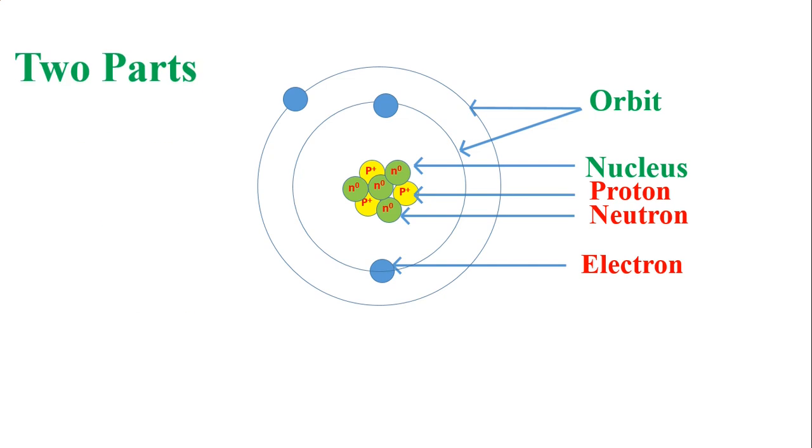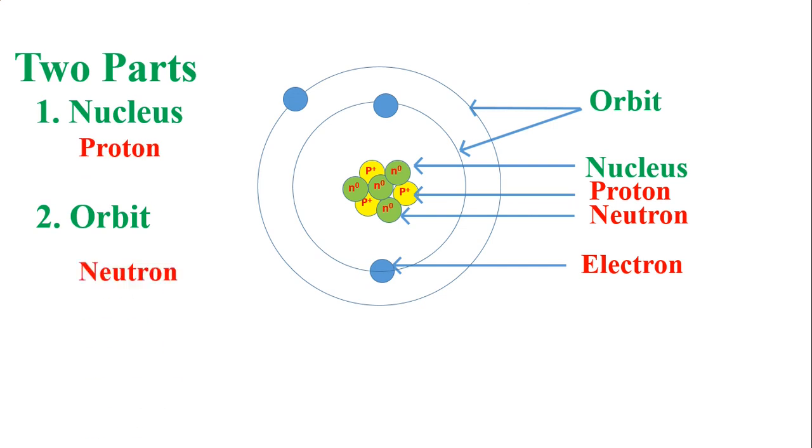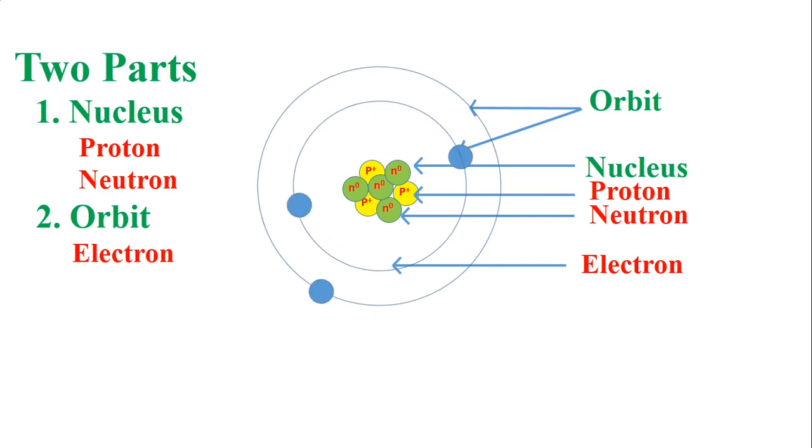And we have to remember that an atom has two parts. One is called the nucleus, another is called the orbit. The nucleus contains protons and neutrons. Protons have positive charge and neutrons have no charge, and the orbit contains electrons, and these electrons are revolving around the nucleus continuously.